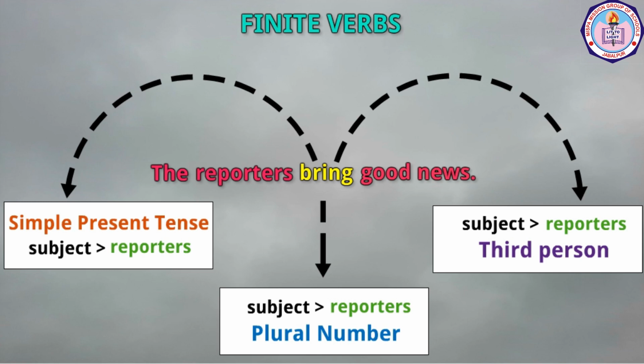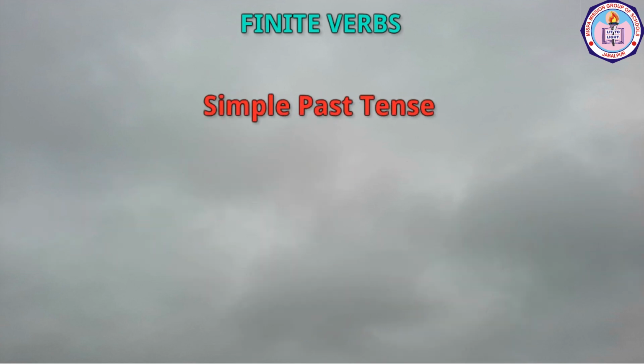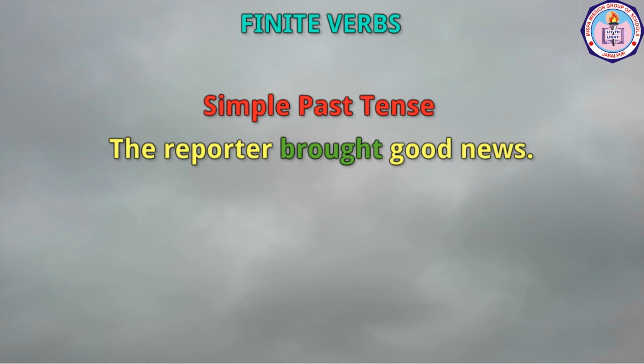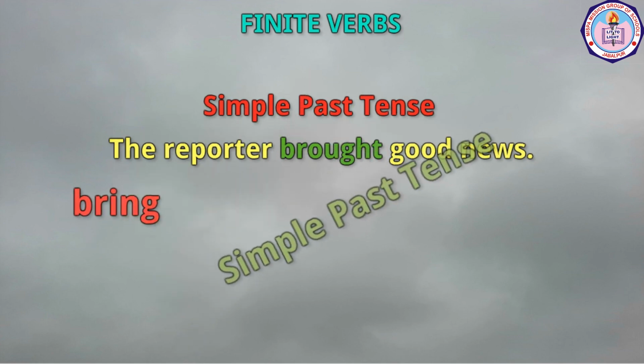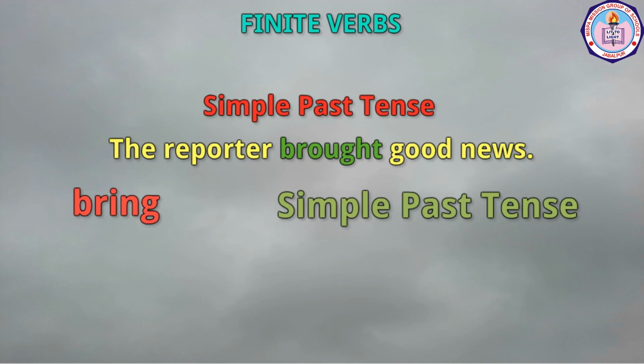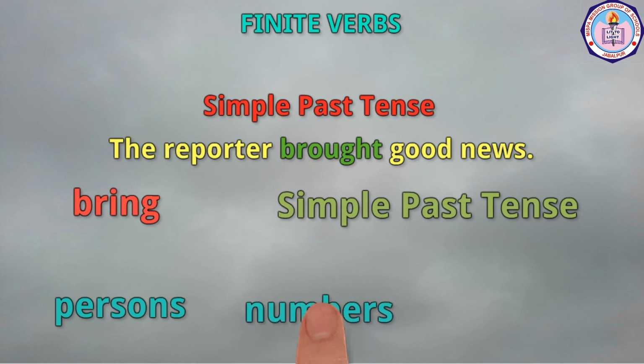Now, let us see the same sentence in simple past tense. The reporter brought good news. The verb bring has changed its form when it is used in simple past tense. The past form of the verb is the same with all kinds of persons, numbers, and subjects. We have seen the finite verbs in their present and past forms.